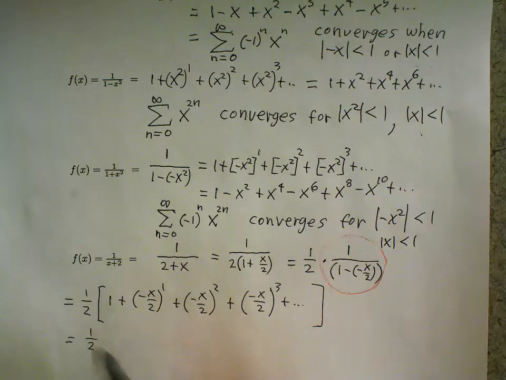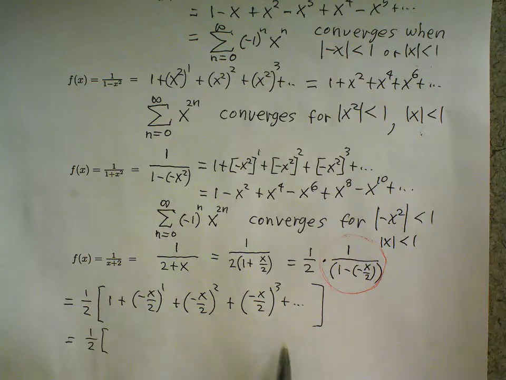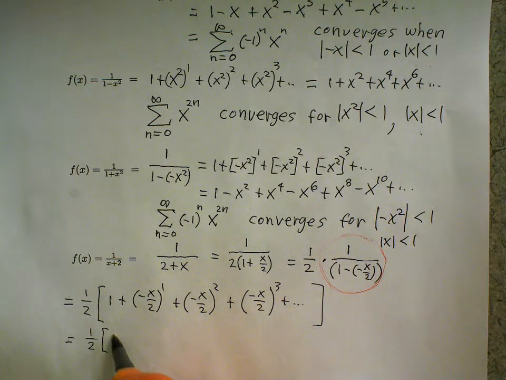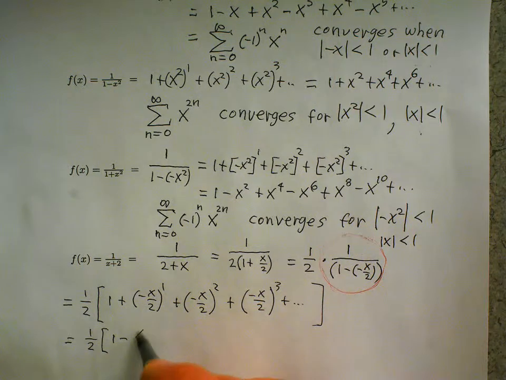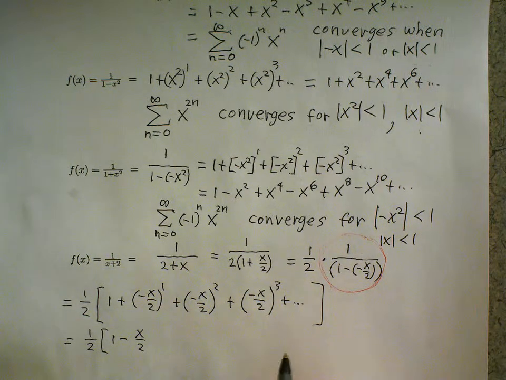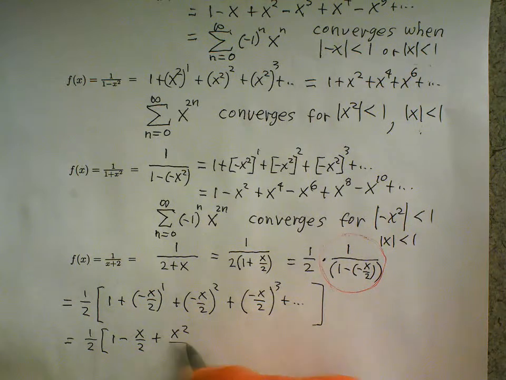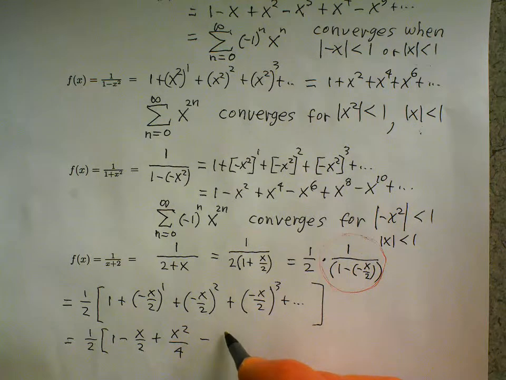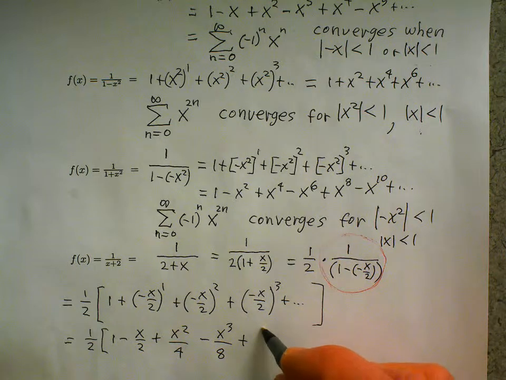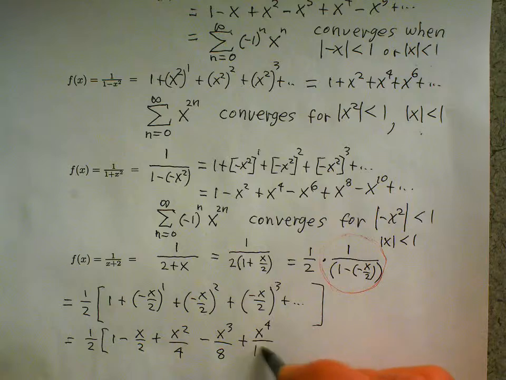So we get 1/2. We'll simplify those expressions. So we'll get 1 minus x over 2. The next term we're squaring, so it will be plus x squared over 4. And then minus x to the third over 8. And so on. The next one, plus x to the fourth over 16.